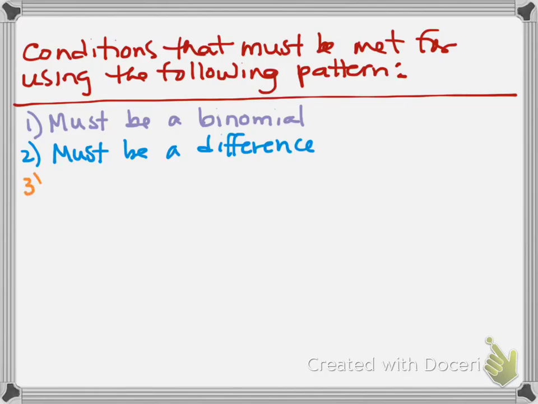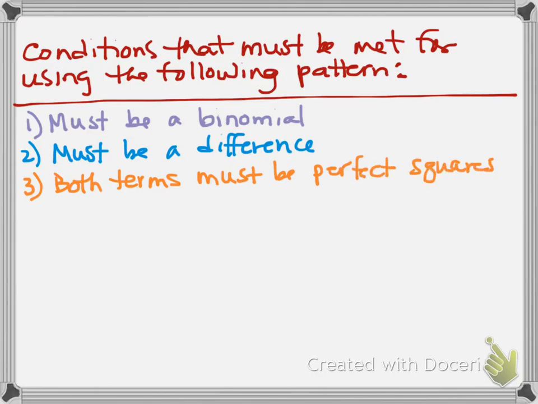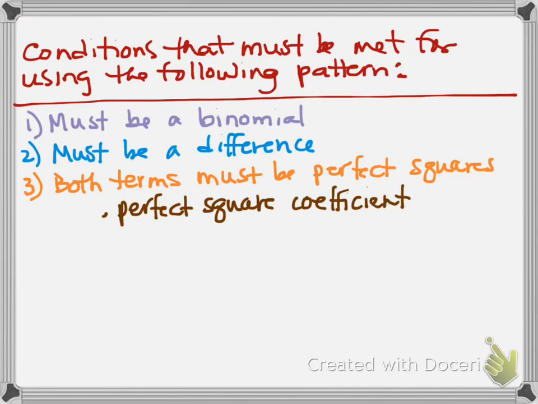Both terms must be perfect squares. That means if there's a coefficient, it's a perfect square. If it's a variable, it's a perfect square. So let's kind of outline that. Perfect square coefficient: those are all the result of multiplying a number by itself. So 4, 9, 16, 25, 36, and so on and so forth.